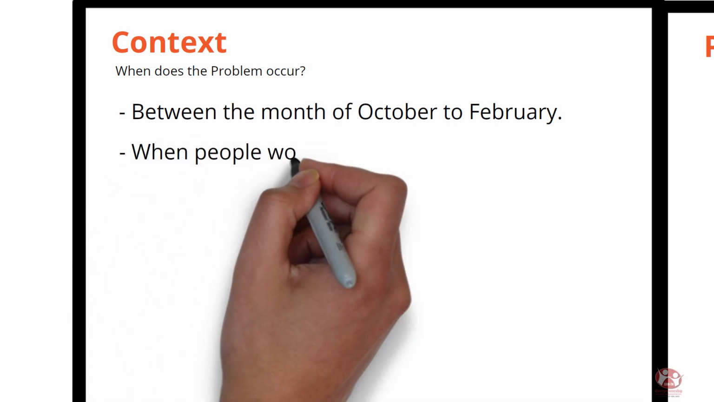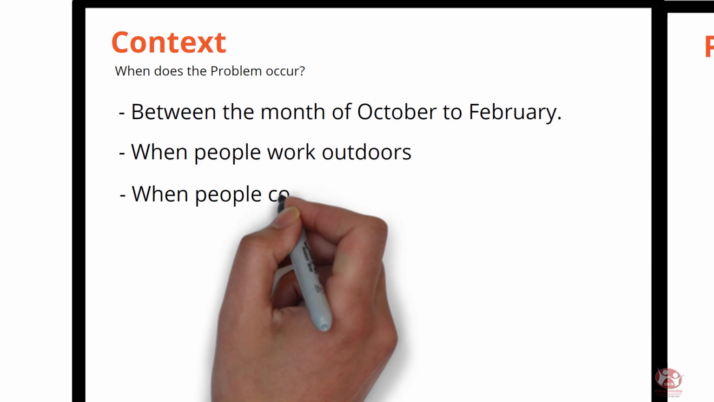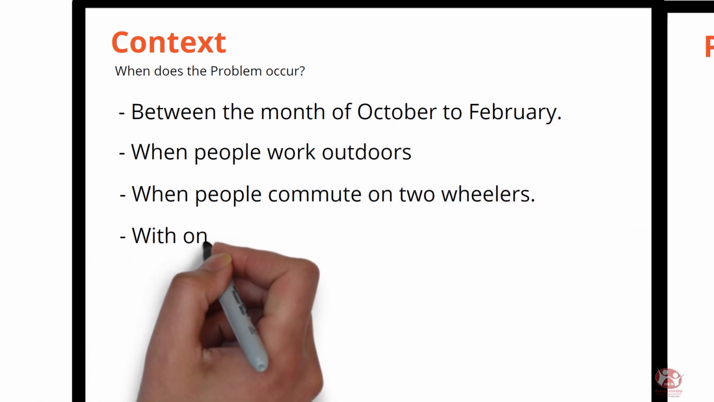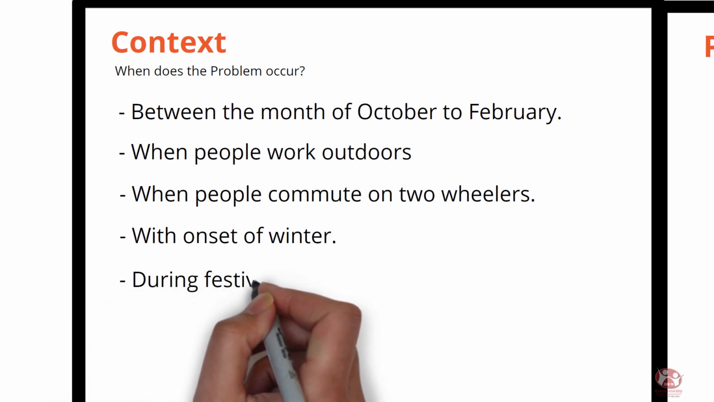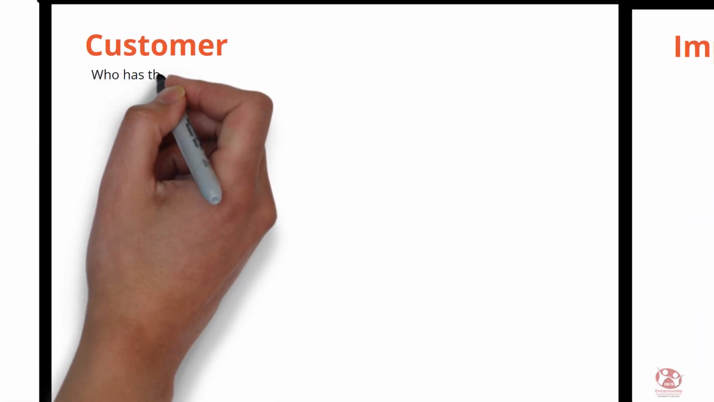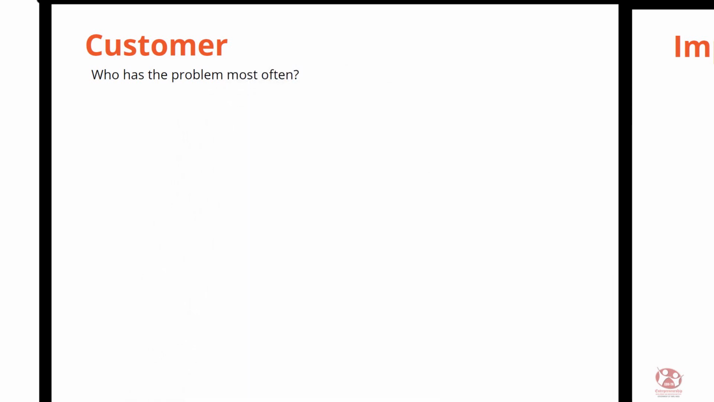It is when they go and work outdoors or ride a two-wheeler to commute to their office or other places, especially during these months. It becomes worse with the onset of winter and festive seasons. That is the context of the problem. Next, you have to understand, let's say if you go ahead and solve this problem, who would be your primary customer?